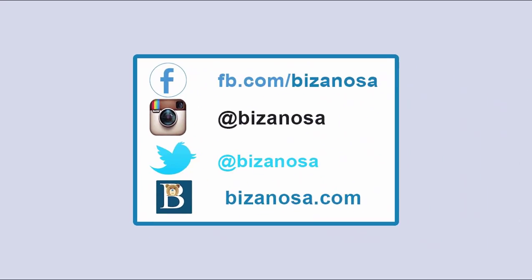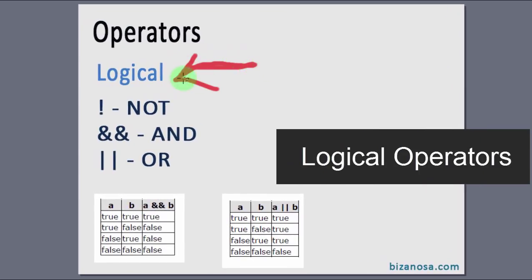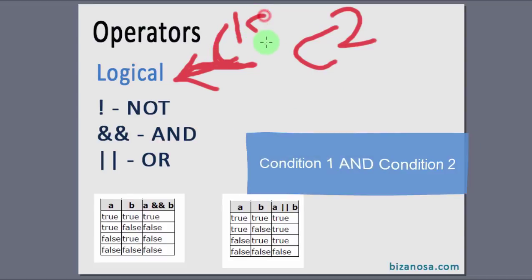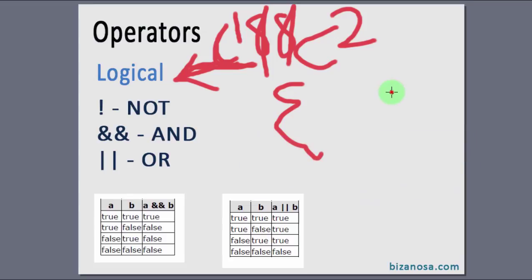Hey, and welcome back. So let's look at logical operators. Logical operators will help you to choose some kind of logic. For example, let's say you have a condition 1, and then you also have condition 2, and you want to do something if both conditions are fulfilled. So you can say if C1 and C2, then do the following.